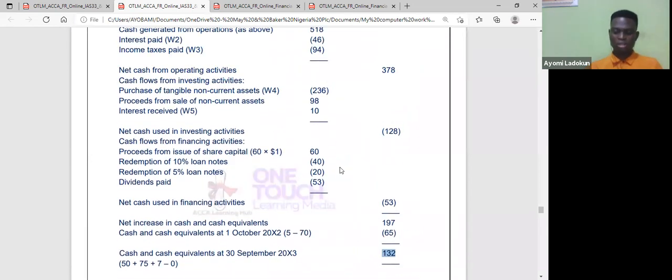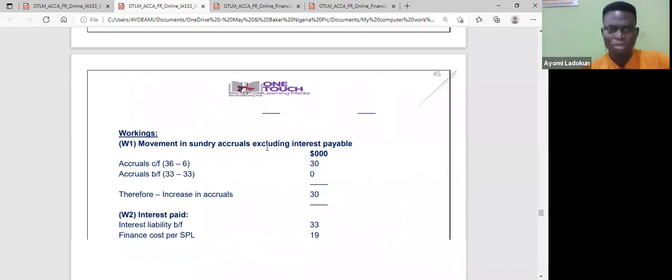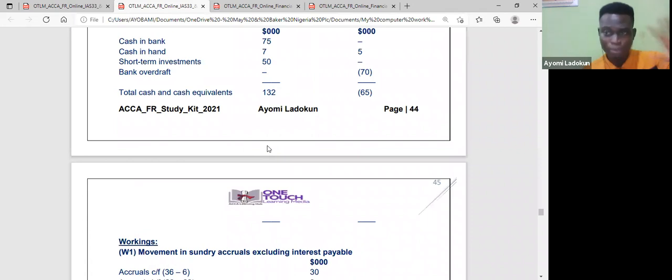Okay, so take your time to look at that, and then you have some other questions there that you have to also practice. Okay, so that will be fine. So that's all about statement of cash flow. So make sure you know that pro forma very well, so that when you see questions like that, just apply the principle and try to solve it.